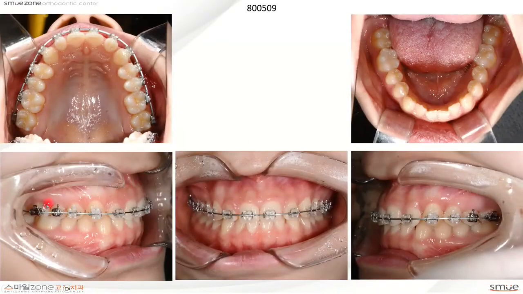But after some intrusion took place, then I put on a continuous arch wire. This is 17x25 nitinol wire.